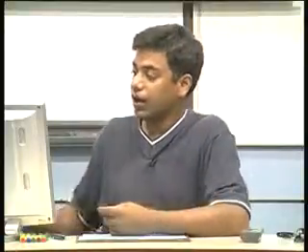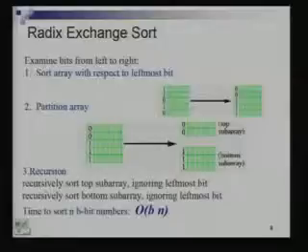Exactly, sir. So the number of keys n is at most the largest number. This statement is not true. You could have duplicates, and also the largest number can be much larger than the number of keys, right? Okay, great. So we will continue this discussion later.